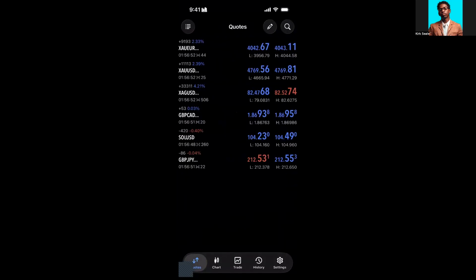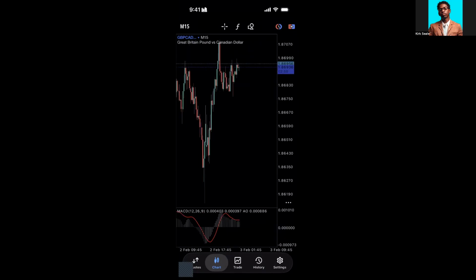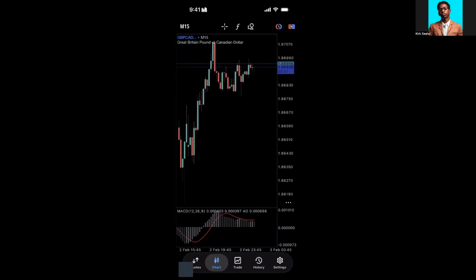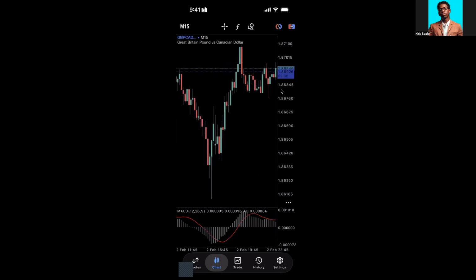All right, so let's get a pair. All right, Great Britain pound to the Canadian dollar. So we're going to keep with the idea that we do have $200 in our account and we want to place a trade. All right, $200 in the account. Our risk is going to be still $6. So we're just going to do that and see what we come up with.